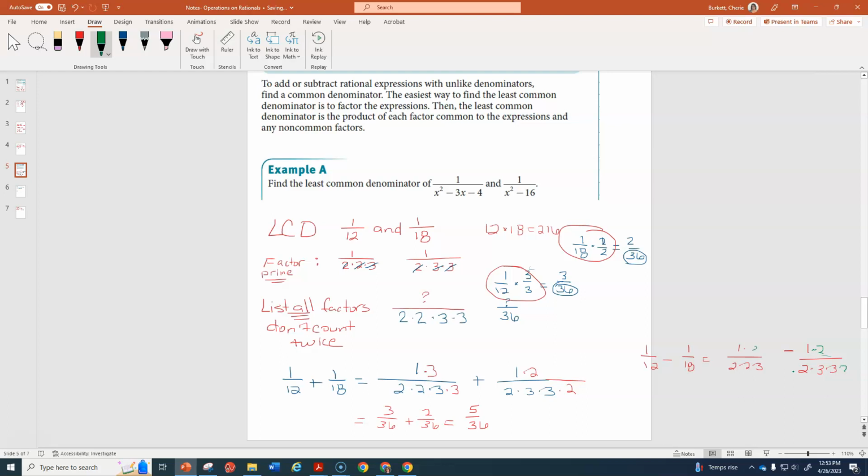Over here, I would need to multiply top and bottom by 3. And then this would be 3 over 36 minus 2 over 36. So my answer would be 1 over 36.